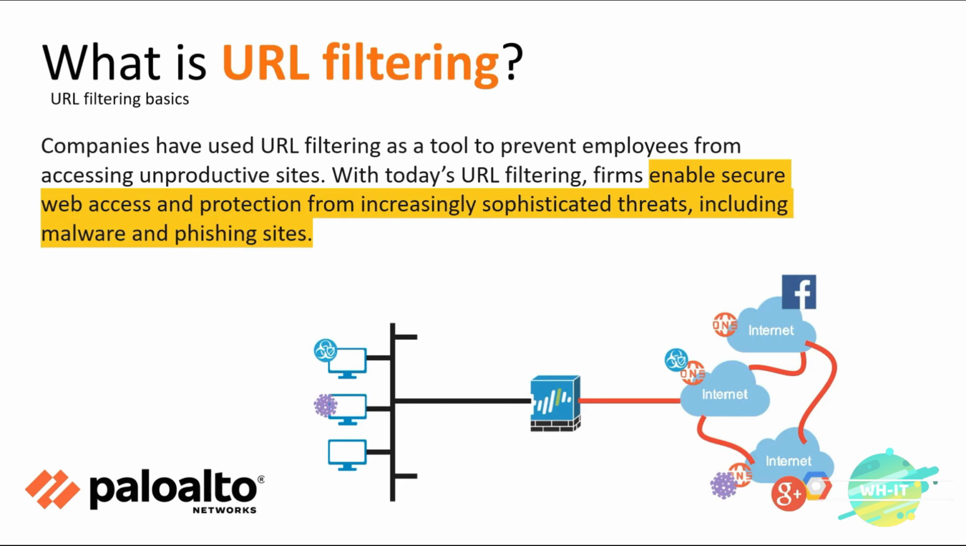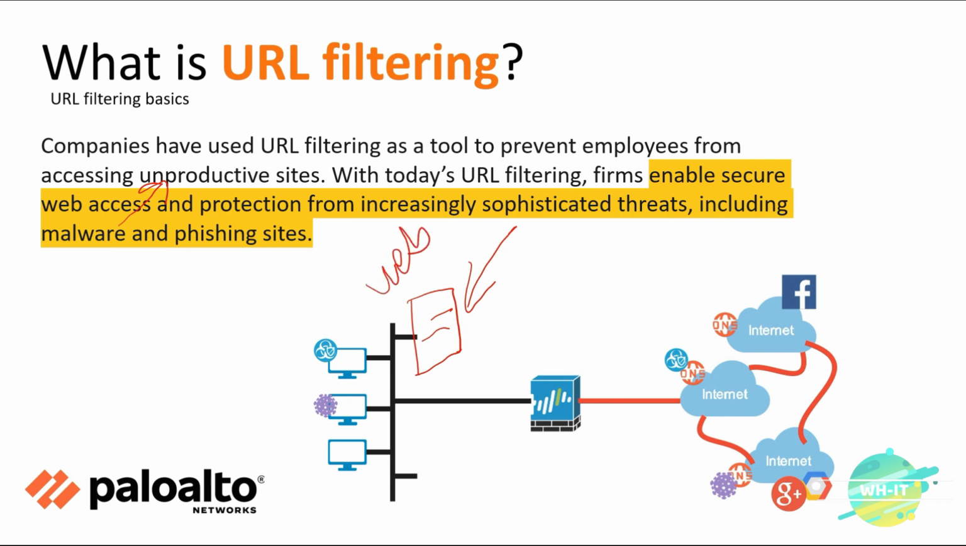As per Palo Alto, what they say is the companies have used URL filtering as a tool to prevent employees from accessing unproductive websites. So this is the main motive of any companies when they are implementing URL filtering. If we try to understand from this particular diagram, let's say we are not using Palo Alto web proxy, but we do have our own third-party web proxy server. This web proxy is basically stopping employees from visiting any kind of unproductive websites, right? So that is the main function of any web proxy.